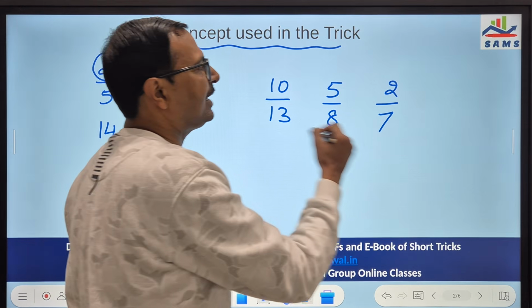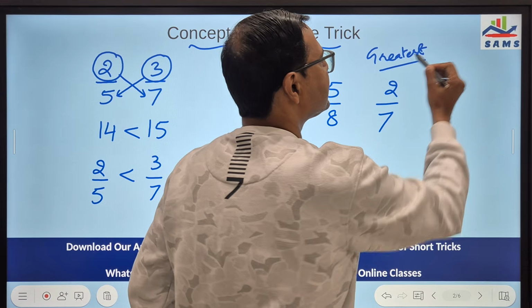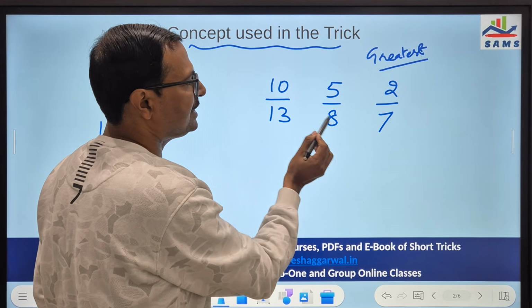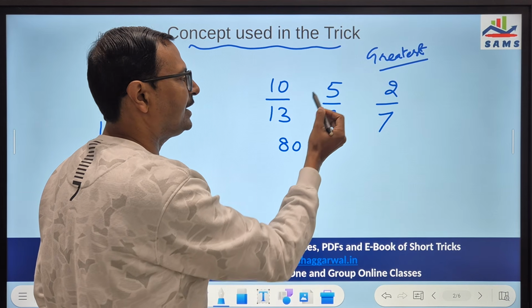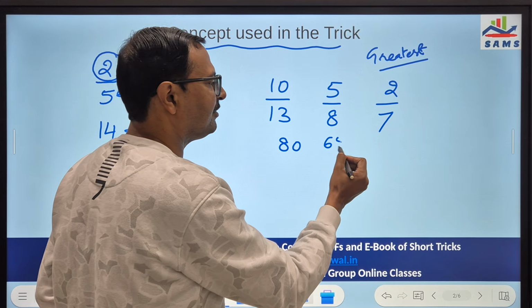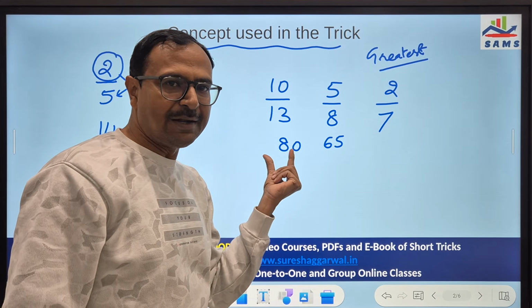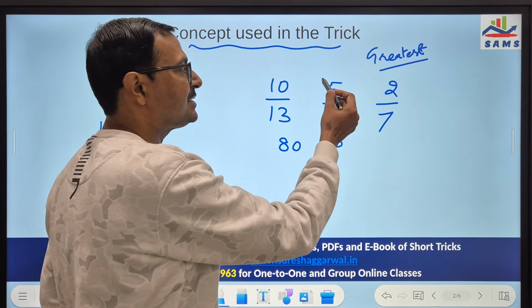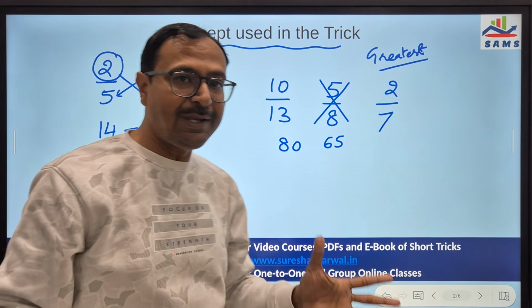See, suppose I have to find the greatest here. Now for finding the greatest, I'll eliminate the smaller. So when I am comparing these two, 10 times 8 is 80 and 5 times 13 is 65, right? So I want to find the greatest. So 80 is greater, that means 65 is smaller, and 65 is smaller means this is eliminated because it is smaller than 10 by 13.